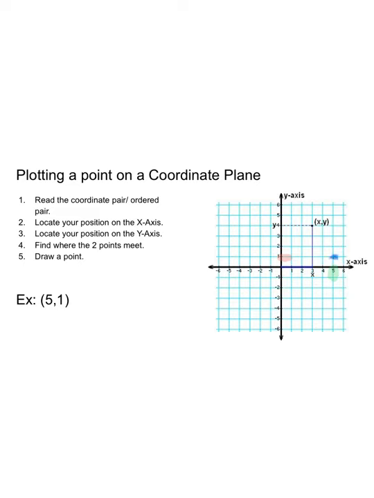So that is where the ordered pair 5, 1 would go, and that's how I would plot a point on a coordinate plane. I hope this helps you understand a little bit more about what a coordinate plane is, some of the vocabulary that goes along with it, and how to plot a point or give the name, the location of a particular point.